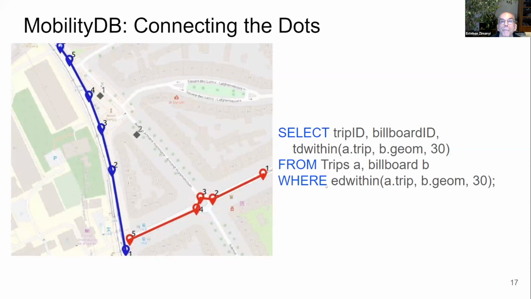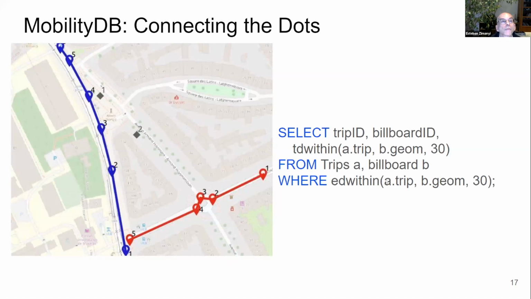So here, for example, this Boolean predicate throws away the red line because it was never close to the billboard. And then after, when we selected the couples of bus and billboard, we can define, give me the points in time when this bus was within 30 meters of the billboard.